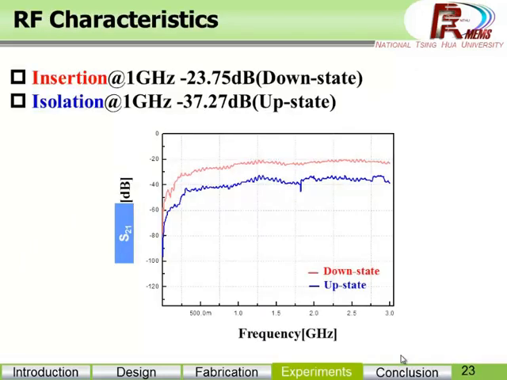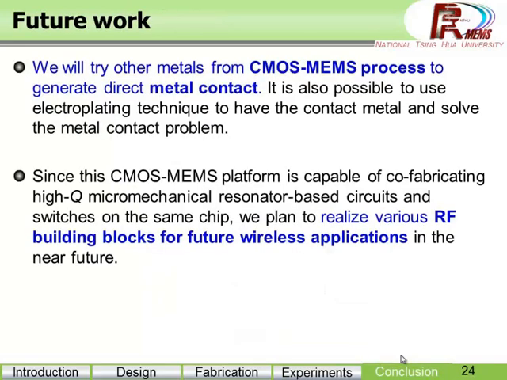However, unfortunately, the insertion loss in the downstate here is 23 dB. Ideally, it should be near 0 dB since the switch is shorted. The problem here is because of the oxidation of aluminum on the metal surface. So, in future work, we will try other metals from the CMOS-MEMS process, such as tungsten, to generate direct metal contact, or use electroplating techniques to form the contact metal.